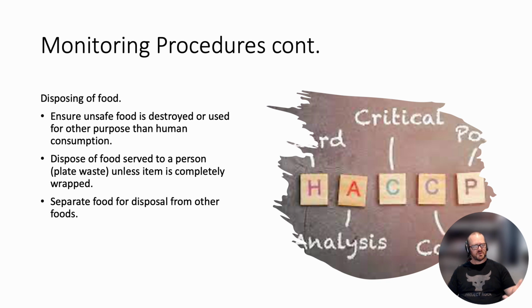Dispose of food served to a person, right? Which means that when people send their food back, it needs to go in the bin straight away, or it needs to be wrapped straight away if the customer wants to take that home. And then separate food for disposal from other foods, right? So that's saying that garbage should not be in the general vicinity of food being prepared. Certainly we've got bins, but our bins should not be where we are preparing and serving food. Okay. You should be able to complete the information now for knowledge test 1.